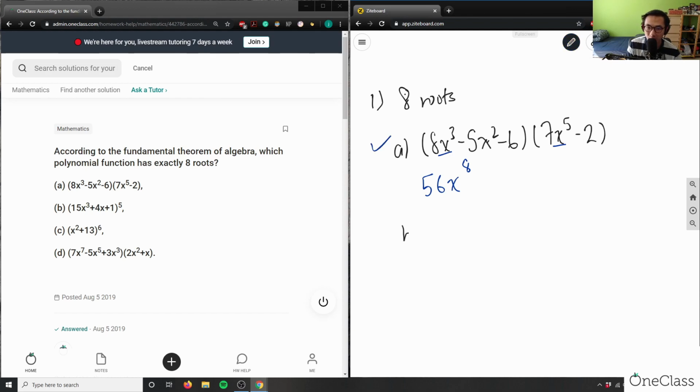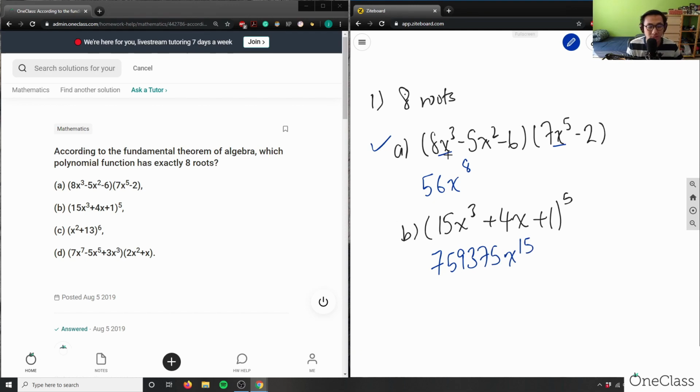Let me prove to you that the other ones are wrong first. So this is 15x cubed plus 4x plus 1 to the power of 5. Again, I have 15x cubed and then it's to the power of 5, right? So what I'm going to do is multiply the exponents here. I have 15 to the power of 5, which is quite a big number. Let me just check that. That's 7759375. And this is x to the power of 15 here. X to the power of 15 does not have exactly 8 roots, which means the solution here is wrong.